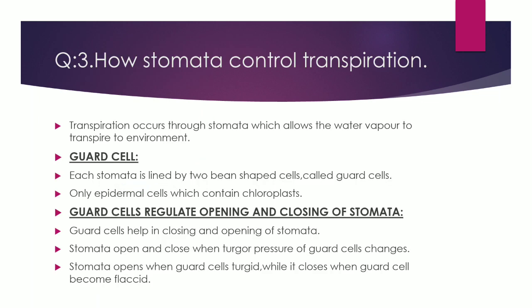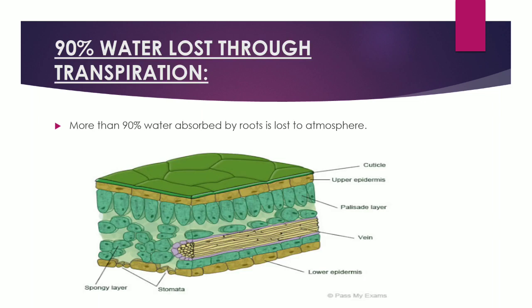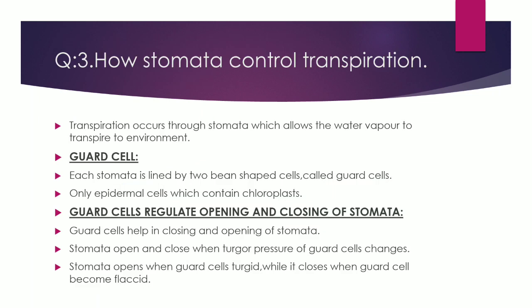Now, dear, your question number 3 is about how stomata control transpiration. Transpiration occurs through stomata, which allow the water vapors to transpire to the environment. Each stomata is lined by two bean-shaped cells called the guard cells. Here you can clearly see it in this picture. Around this stomata, the two bean-shaped structures are known as the guard cells, clear? The internal small opening is the stomata.